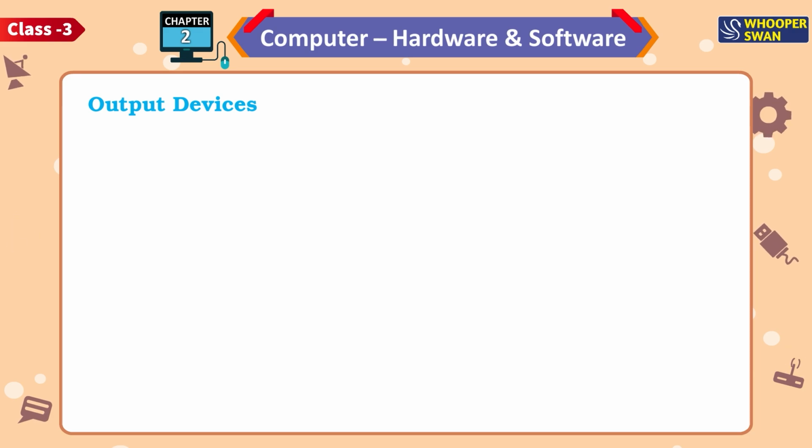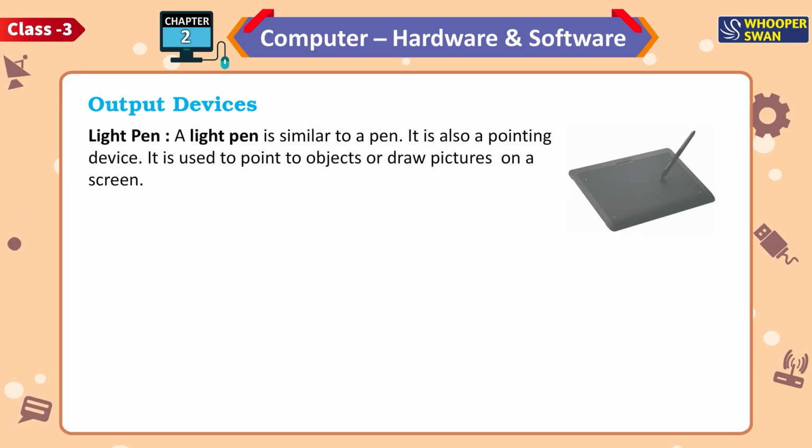Light pen. A light pen is similar to a pen. It is also a pointing device. It is used to point to objects or draw pictures on a screen.